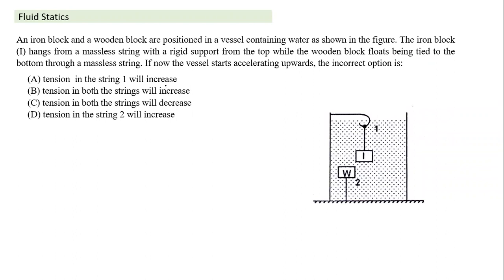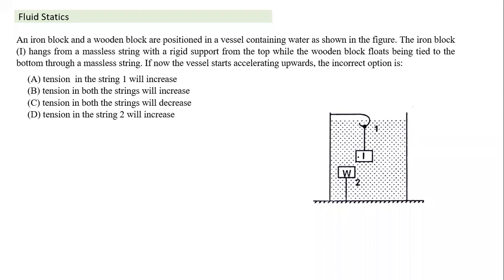Okay. So if you want to understand a similar case of acceleration here, take an iron block and a wooden block. They are contained in a vessel. In the case of the iron block, we need to suspend it, because it will tend to sink. So we need to support it with a string. It is suspended from a string like this.